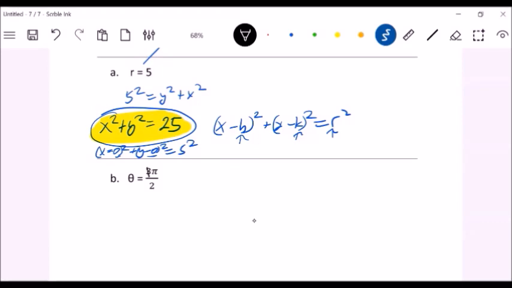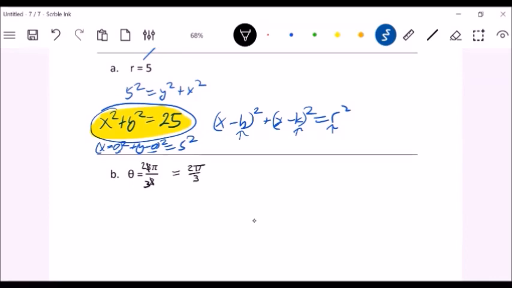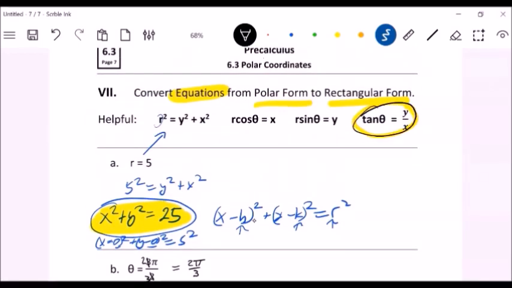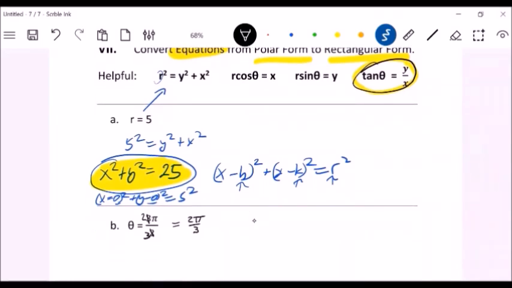For this next one, please make a change. Let's make that 2π and 3. That was a typo. It was supposed to be 2π over 3, not 3π over 2. And then let's go and do it with that. We're going to use this one here, tangent of theta is y over x.